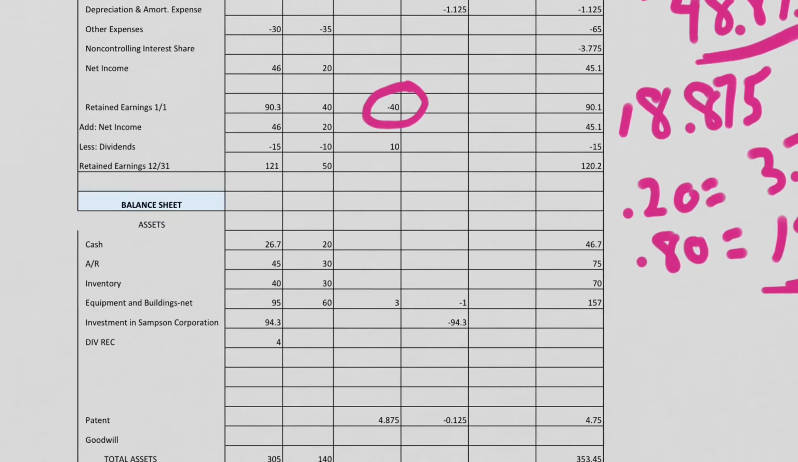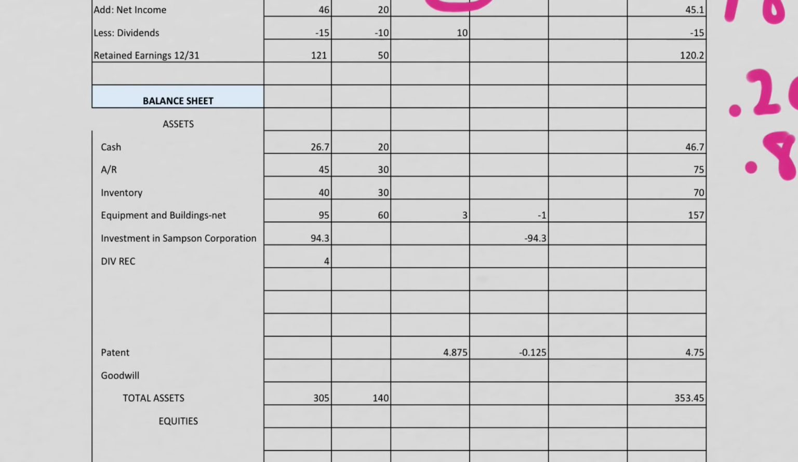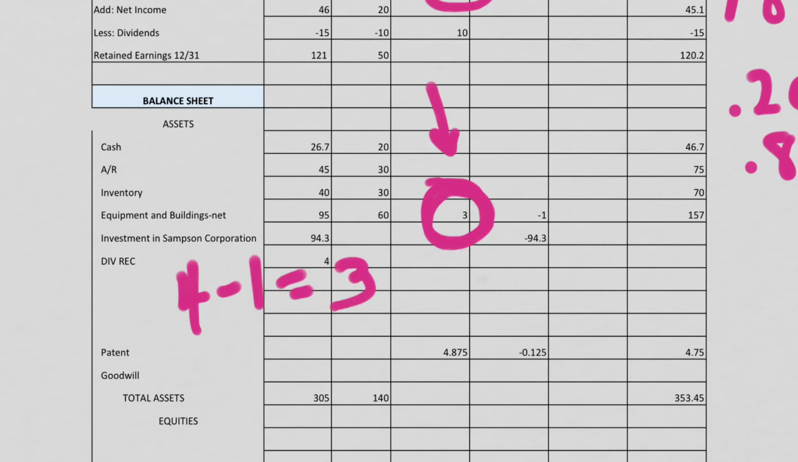That's fine. Then when we get down to equipment and buildings, what we need to do is adjust to the opening, which means there was 1 year of depreciation between the first purchase and this second year of consolidation. There was 1 year of depreciation. Each year depreciation is 1, so this adjustment here in year 2 is the number 3, which is 4, the initial difference, minus 1 year of depreciation gives us 3.